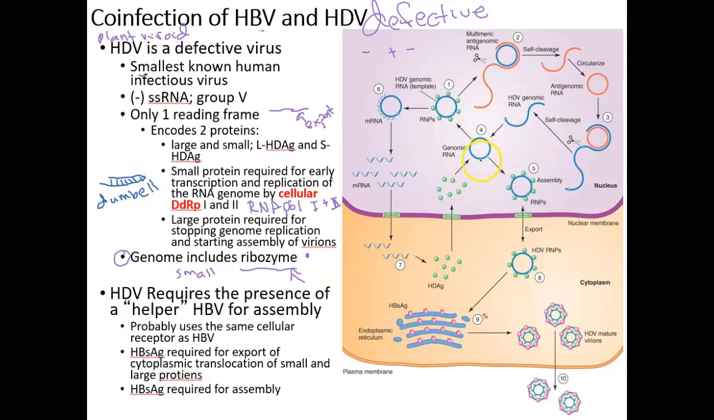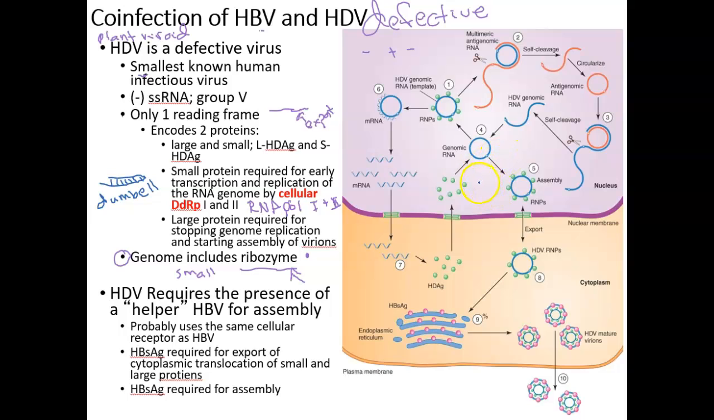Right, so you've got early replication, where you are making lots of copies of the genome. And then you're making messenger RNAs, and you're producing some of the small and some of the large hepatitis D antigen. And all of this is collecting in the nucleus. The small hepatitis D antigen can't leave the nucleus. The large hepatitis D antigen does have an export signal, so it can leave the nucleus.